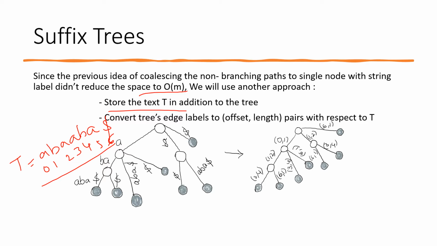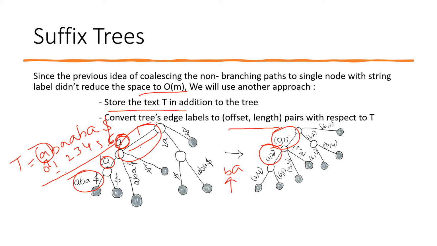So by using this, we'll convert the tree's edge labels. These are the edges and these are the labels given for the edges, like a dollar. So we are going to convert them into the form of offset and length. The offset is the starting value assigned to that particular character. So for this a, the offset is 0, and the length of this edge is only 1, since it has only one character. So it's 0, 1. For this it's ba. For ba, the offset for b is 1, and the length of this edge is 2. So it's 1, 2.